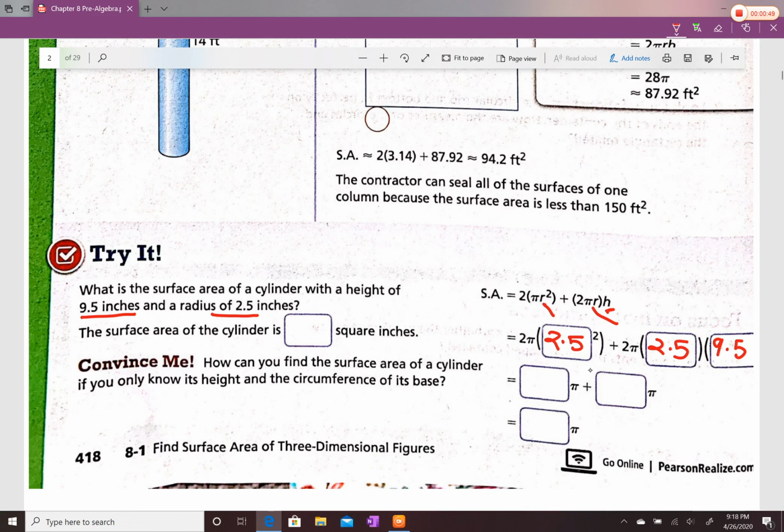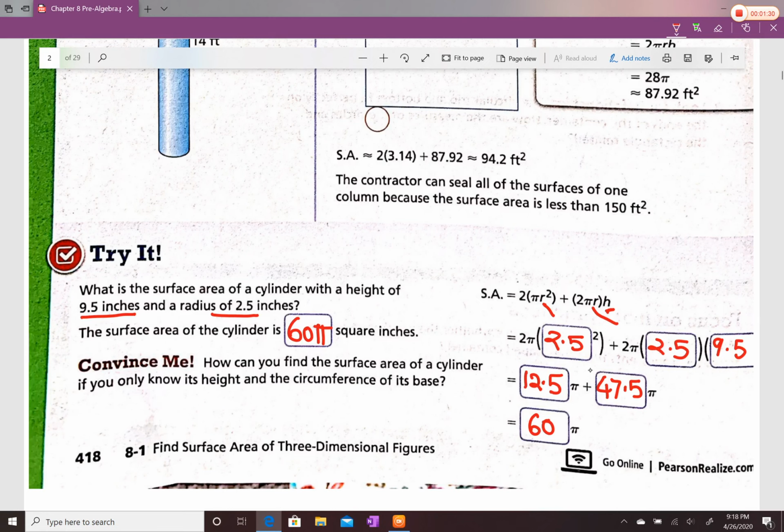2.5 squared is what I need to do first because it's in the parentheses, and parentheses we have to solve first. So that times 2 will give me 12.5 pi, and then 9.5 times 2.5 times 2 will give me 47.5 pi. Add these both together, you should get 60 pi. And that's the answer for this. So the surface area of the cylinder is 60 pi square inches. They told you to find the answer in pi because they have given everything in pi. We don't need to convert this into a number.